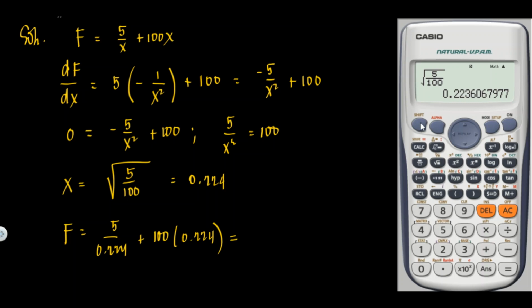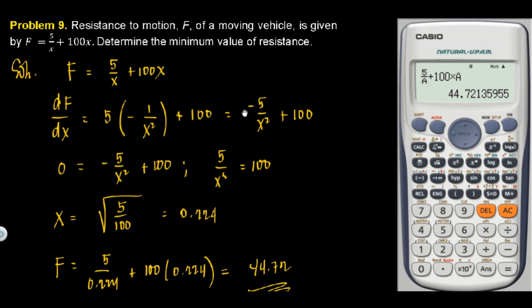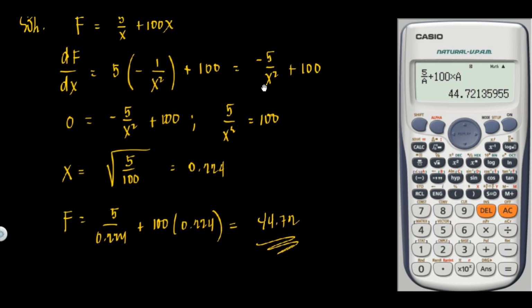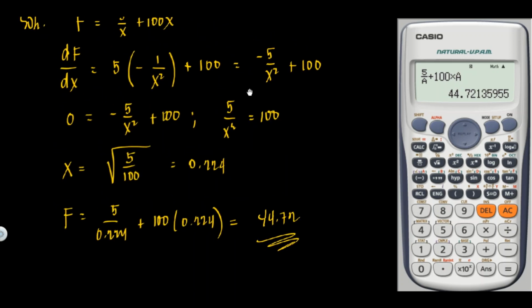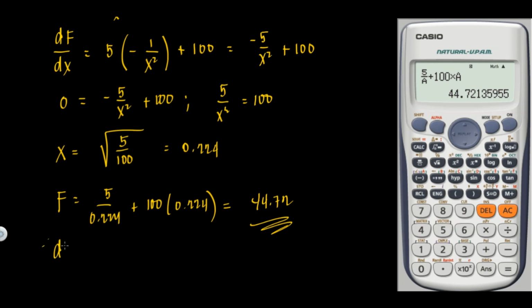Okay, ito na rin yung gamitin natin. So, 5 over yung nakastore, no? So, plus 100 times yung nakastore. So, we have 44.72. So, ito yung answer natin. Now, ang sabi is minimum value. So, kailangan i-test natin to kung this will give us the minimum value. So, second derivative lang ng f. So, second derivative test, no?